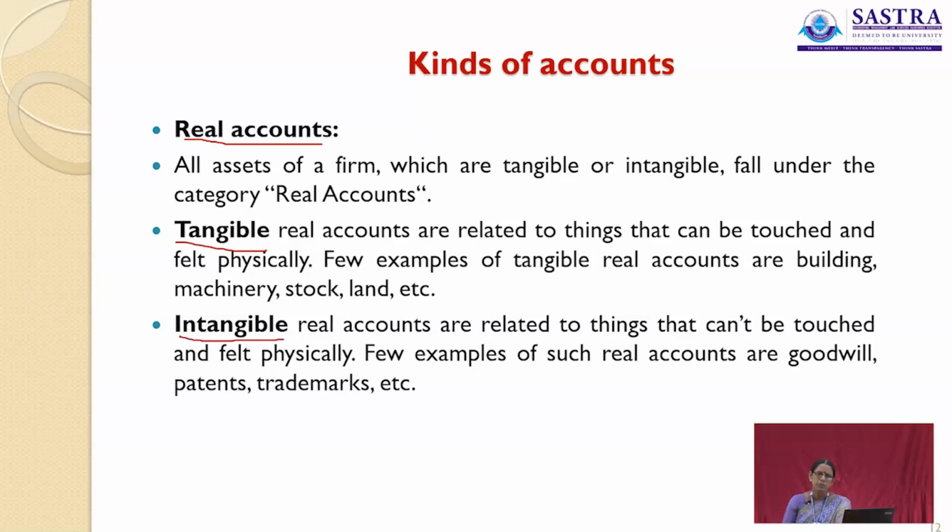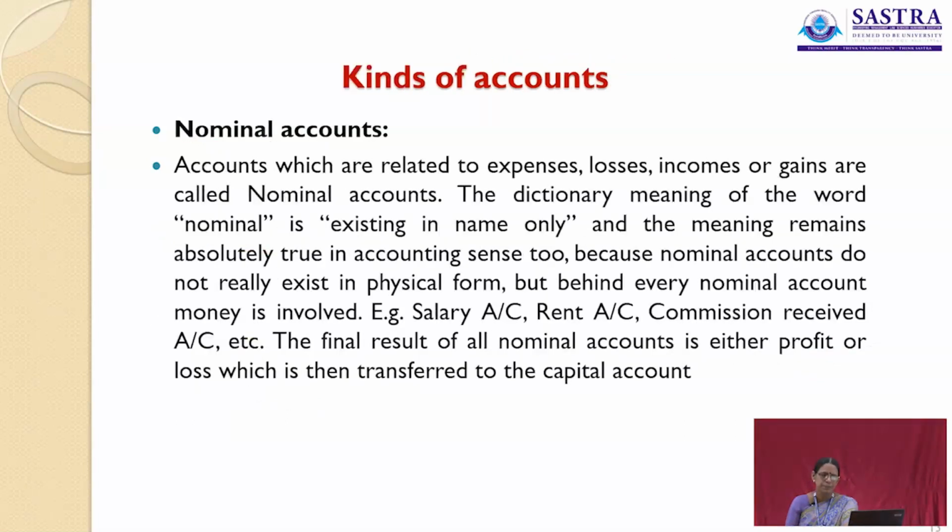Tangible items are the items which can be touched and felt. So the buildings, all your physical assets, namely buildings, land, machinery, stock, etc. Intangible assets, you cannot touch and feel, but we can understand them, namely the goodwill, patents, trademarks, etc. This can otherwise be called fictitious assets, which cannot be seen with the natural eyes.